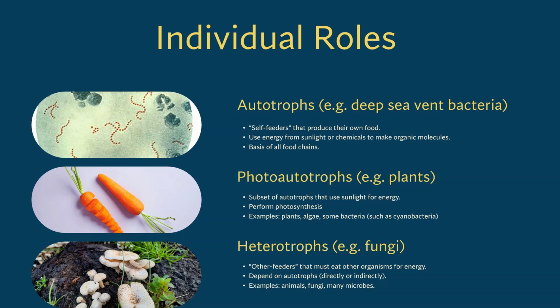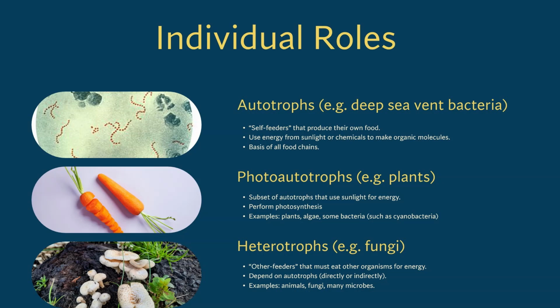Photoautotrophs are a subset of autotrophs. They specifically use sunlight as their energy source. Through photosynthesis, they convert that light energy into chemical energy stored in glucose. Examples of these are plants, algae, and cyanobacteria. They're responsible for producing the most oxygen in Earth's atmosphere and supplying energy to nearly every ecosystem.